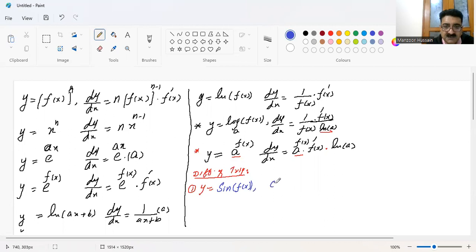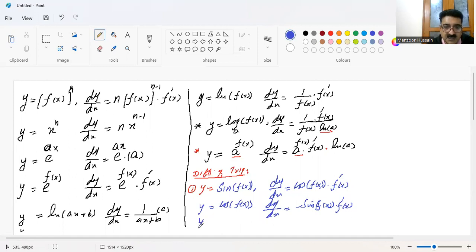The differentiation of sine is always cosine of f(x), into, as usual, the derivative of this function. Similarly, number two, the derivative of cosine of f(x). The derivative of cosine is negative sine of f(x) into the derivative.